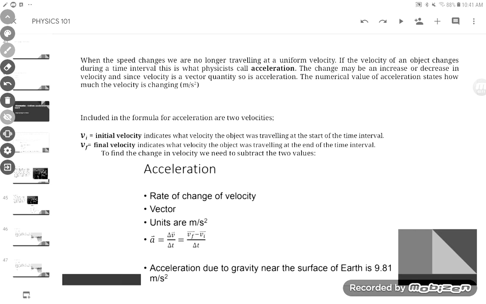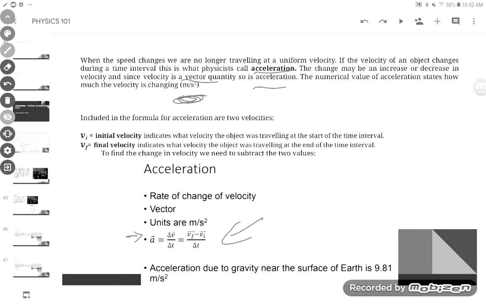When the speed changes, we're no longer talking about uniform velocity or constant velocity. If the velocity of an object changes during a time interval, this is what physicists call acceleration. The change may be an increase or a decrease in velocity, and the change in velocity is a vector quantity. So is acceleration. So these are all considered vectors. That's why you have these arrows in the equation above the letters. The numerical value of acceleration states how much the velocity is changing in meters per second squared. Remember that. So this is your formula down here. I already drew an arrow to it.